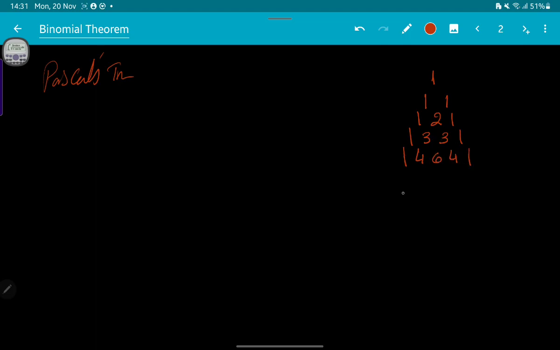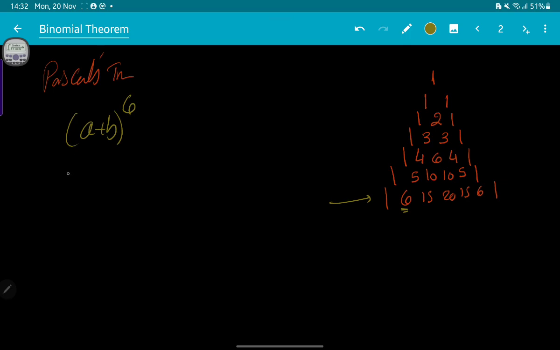Then we close this. 1 and 4 is 5, 4 and 6 is 10, 10, and this is 5, 1 on 1. 1 on 5, 6, 15, 20, 15, 6, 1 on 1. When to stop? If we are expanding (a + b) power 6, we stop here because we have the 6. We said we need seven terms because this is 6. So 1, 2, 3, 4, 5, 6, 7.